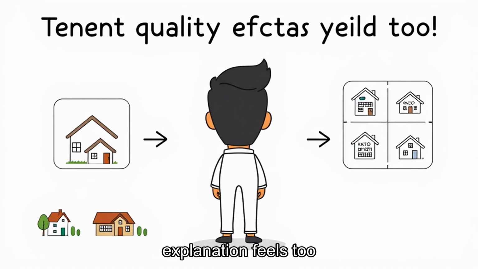Tenant quality affects yield too. A slightly lower rent from a reliable long-term tenant can outperform a higher rent with frequent turnover, late payments, or damage. Risk-adjusted return can decide whether the problem stays small or grows into a pattern.